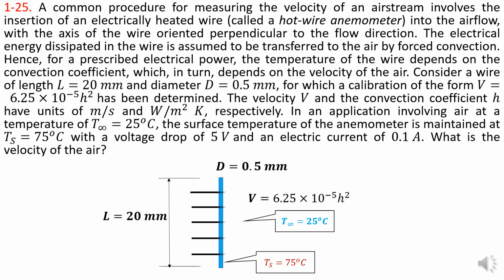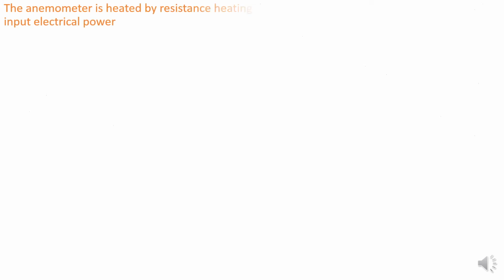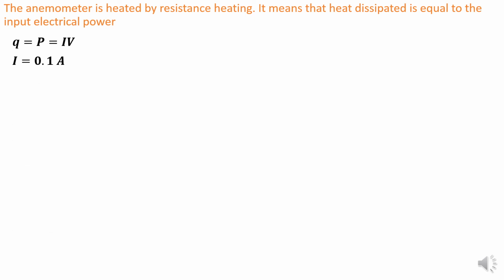We are applying electrical power to the anemometer, and electrical power is dissipated as heat in the anemometer. The anemometer is heated by resistance heating, and as mentioned, the heat dissipated is equal to the input electrical power. So Q will be P, which is equal to the product of current and voltage. From the problem statement, we have current 0.1 ampere and voltage drop of 5 volt.